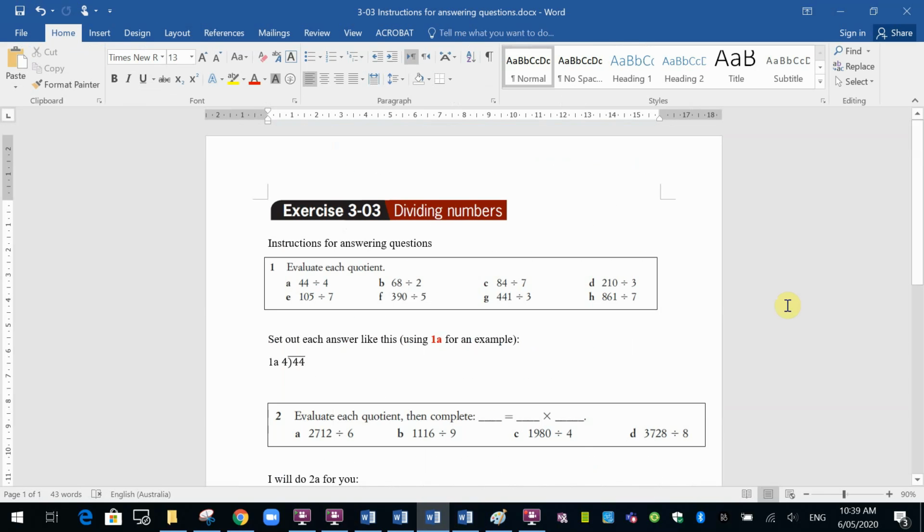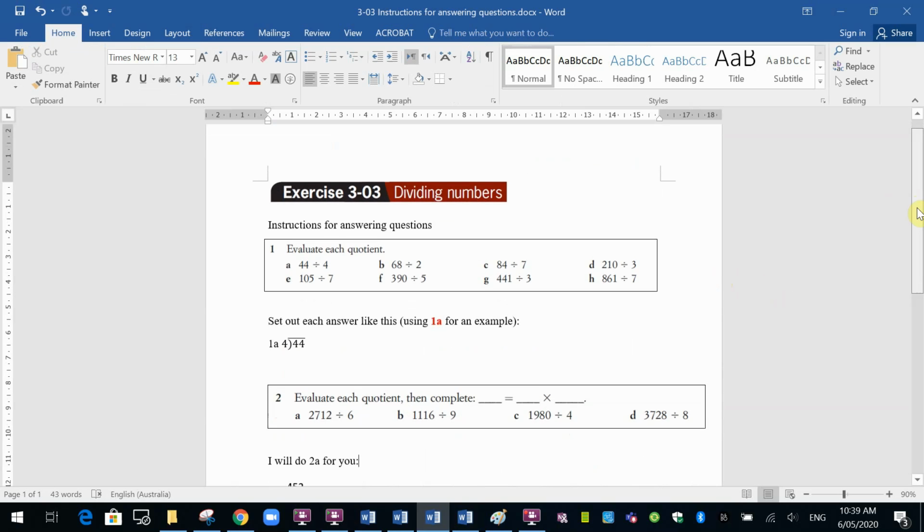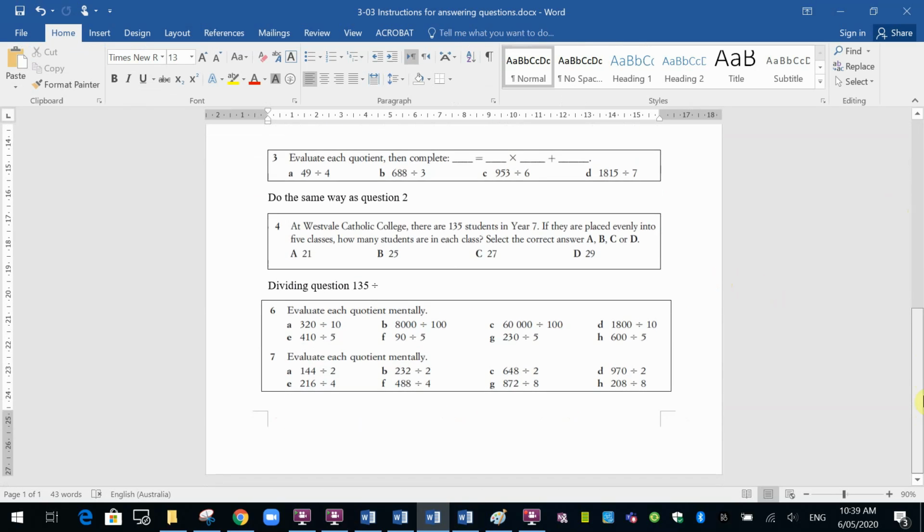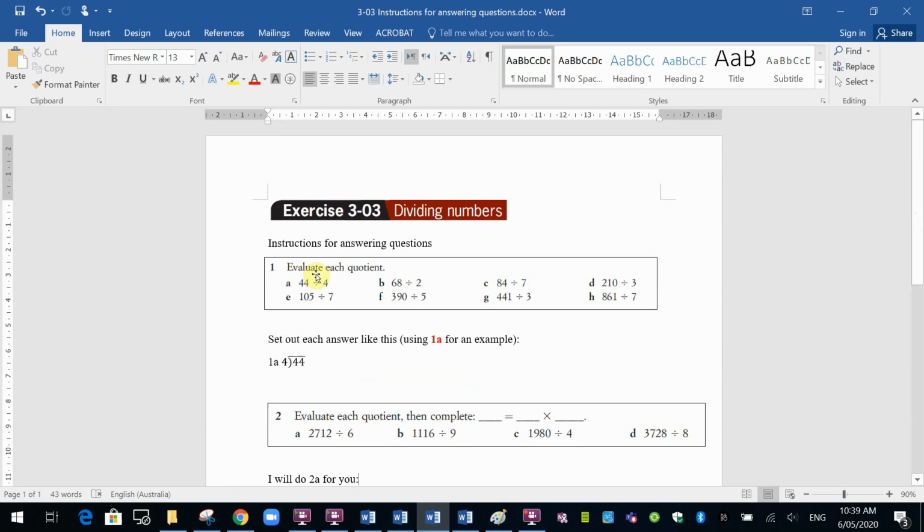Okay, let's have a look at what we're in for with dividing numbers. Now this document I'm going to get to you, but I want to talk you through it so you know how to answer it. With this particular part, dividing numbers, we've got 7 questions, and the first one says evaluate each quotient. Now quotient means simply dividing. So we're all dividing questions. So basically that means find the answer.